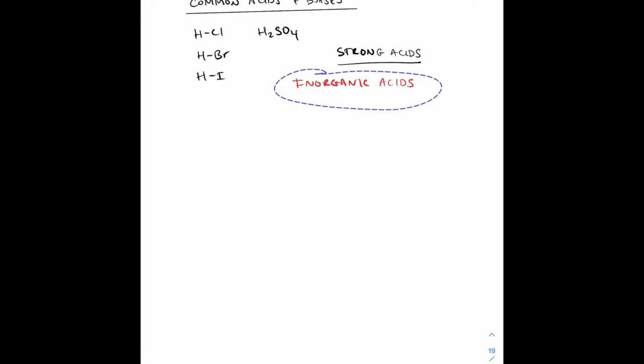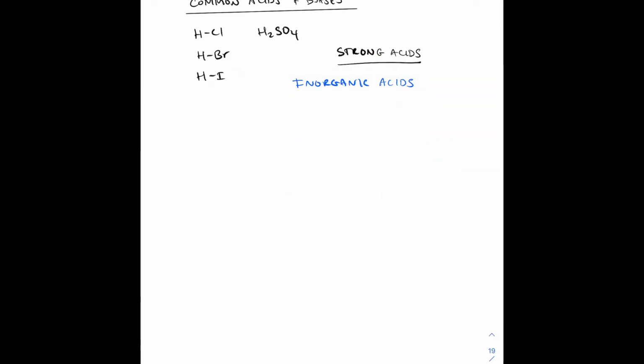Alright, so this video is going to be over some common acids and bases as well as Lewis acid base chemistry. So some common acids and bases: HCl, HBr, HI, sulfuric acid. These are some common strong acids from general chemistry. They're also known as inorganic acids.